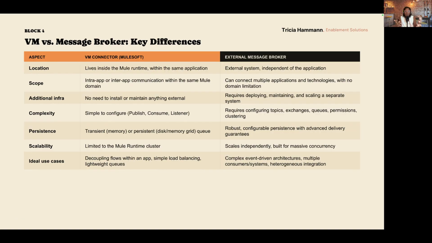So here is the rule. If you are thinking, okay, Tricia, what is the main rule here to remember? Reach for VM when you are decoupling steps inside your Mule application. It is simple, it is lightweight, you don't need any other external configuration. Reach for a broker when you are wiring together multiple systems in a complex event-driven architecture.